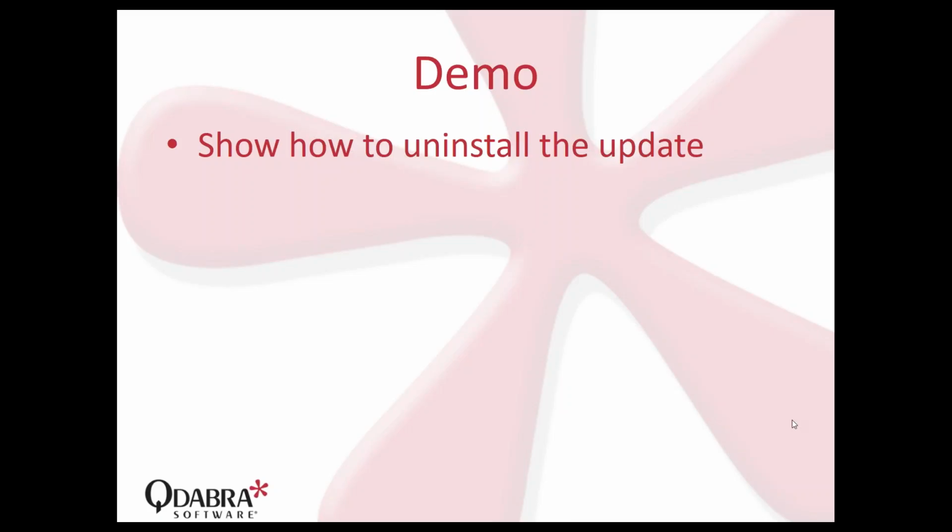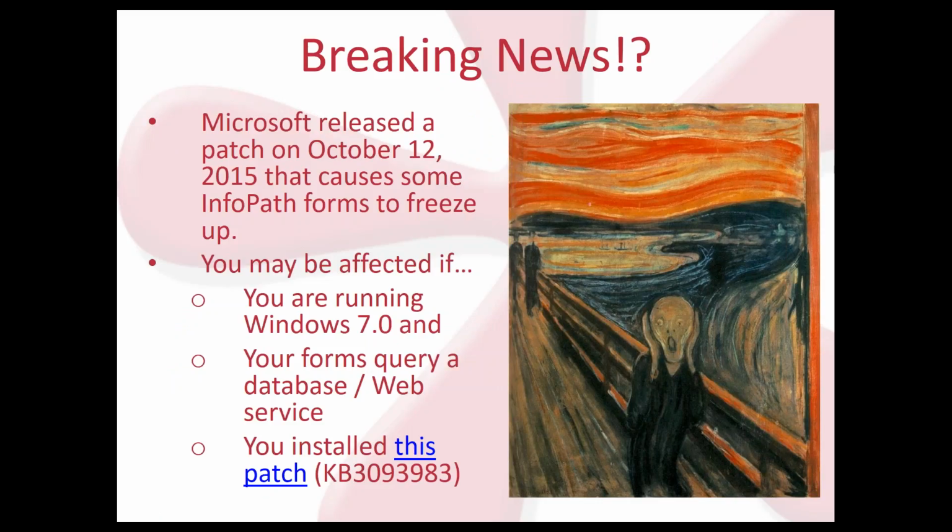I'm going to pop back a few slides here to the KB 309 3983. So go look in your installed updates for that cumulative update for Internet Explorer. This is the KB number. See if it's there. If it is there and you're seeing a huge amount of memory used by IE for browser forms, or a huge amount of memory used by InfoPath for filler forms, then try uninstalling that KB.